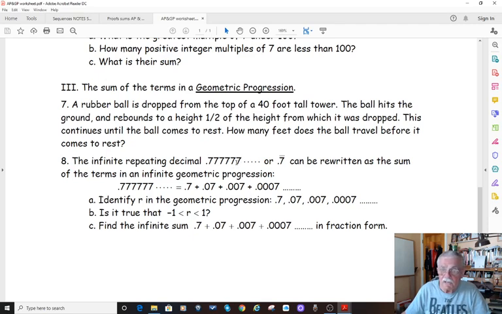So 0.777 forever and ever and ever is 0.7 plus 0.07 plus 0.007 plus 0.0007, and you can go through this, and this is your first term. Clearly, you're multiplying by a tenth, so your r is 0.1. Clearly, it's in here, so you should be able to find a fractional equivalent for this, which is the result of an infinite geometric series, the sum of an infinite geometric progression.